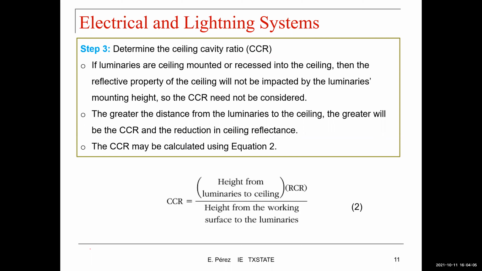The greater the distance from the luminaires to the ceiling, the greater will be the CCR and the reduction in ceiling reflectance. The CCR may be calculated using this equation. Again, we need the height from the luminaires to the ceiling. We need the RCR that was computed in step 2. And then we need the height from the working surface to the luminaires. So in this case, if this is my working surface, the height from here to where the luminaires are located.